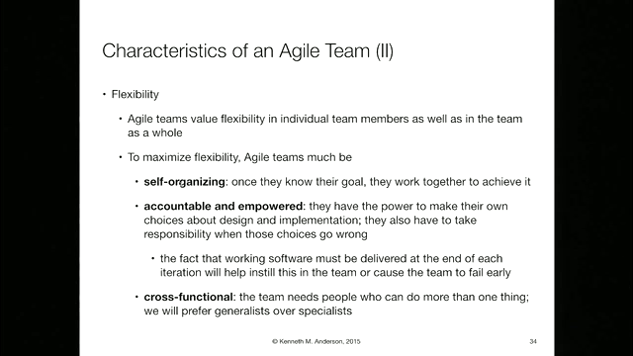You want to have Agile teams be self-organizing, so you tell them the goal, but you then don't micromanage them and say, you do this, and you do that, and you do this. Okay, you're done with that, go do this. You don't do any of that. You give them a goal, and you let them figure out how they're going to get to that goal.